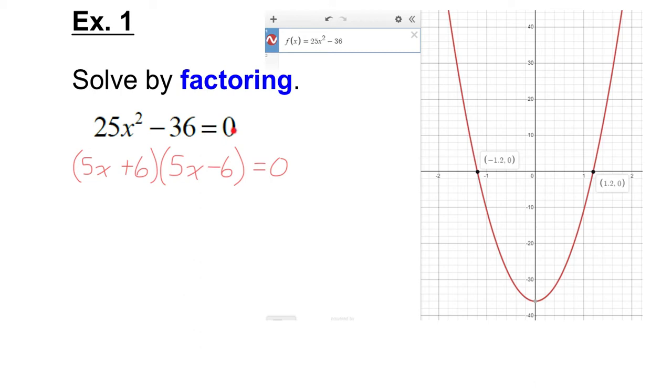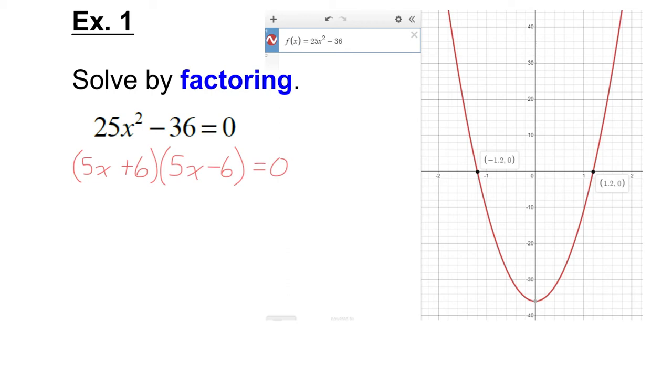And remember, my equation is equal to 0. Now, if I want to solve this equation using my factored form, I have to look at this. I have something multiplied by something else, and my answer is 0. Well, hopefully you know that if you multiply two numbers and the answer is 0, one of your numbers has to be 0, or they're both equal to 0.